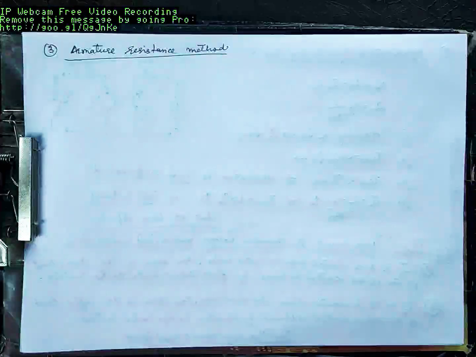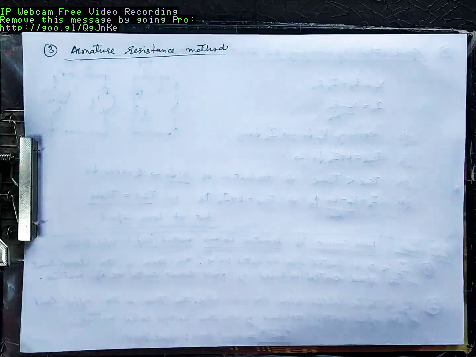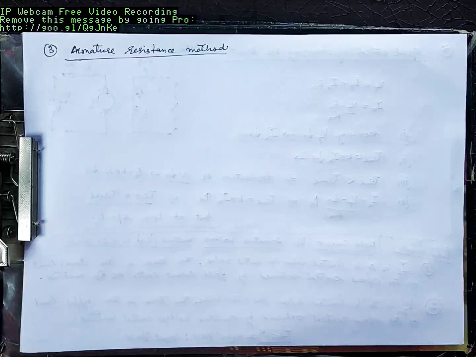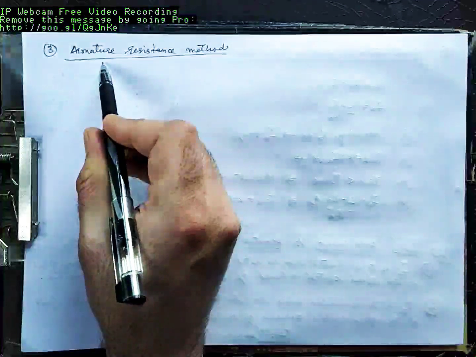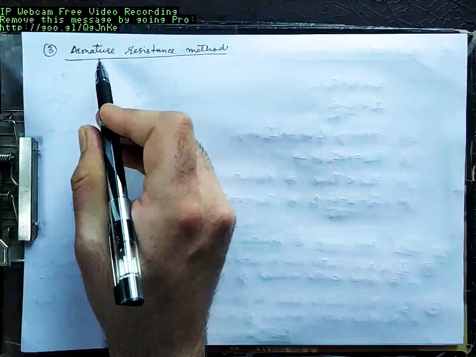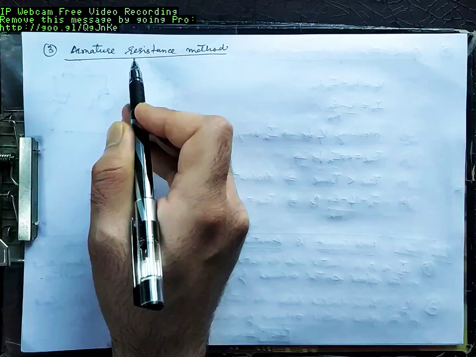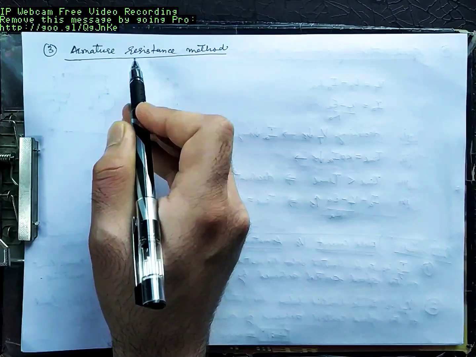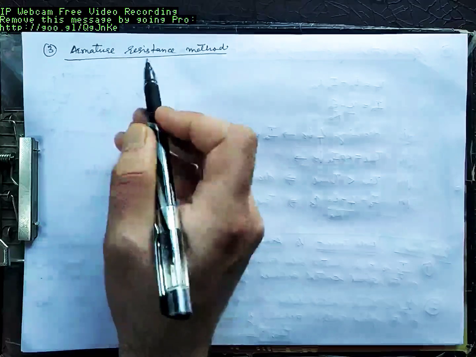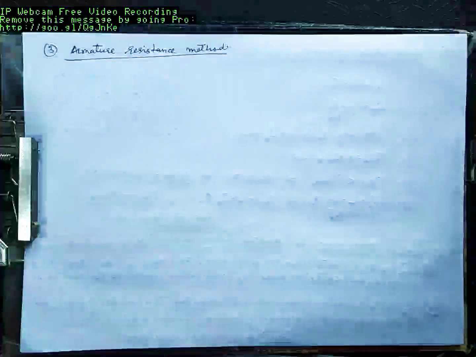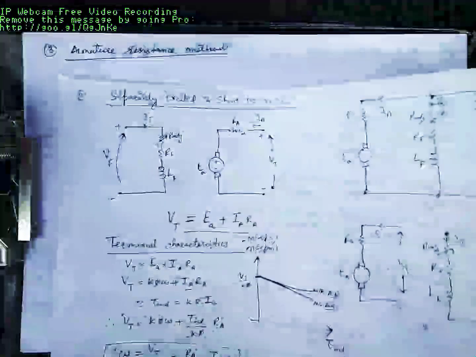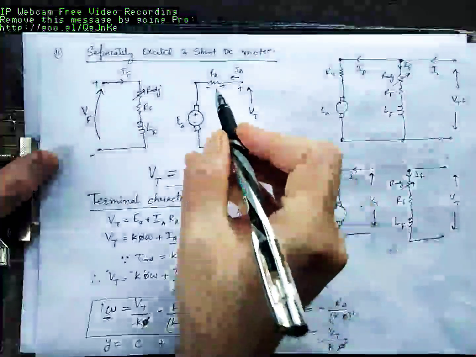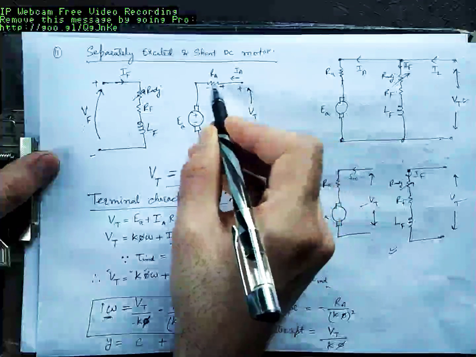In the last class, we discussed that this method is seldom used in real practical applications for speed control. Why? Because using this method, you are inserting a resistance in the armature circuit. Since the whole of the current will pass through this resistance, if I had a figure over here, what we mean to do is insert an additional resistance here in series with the armature.